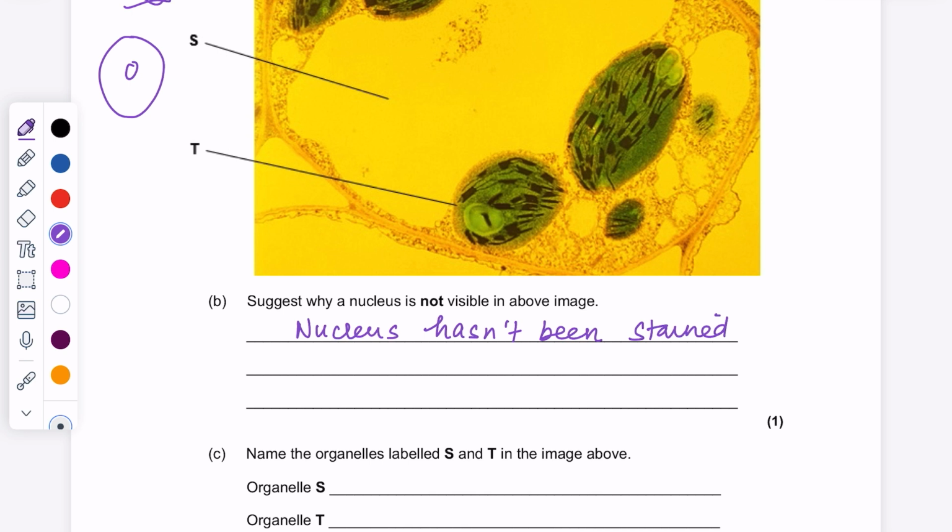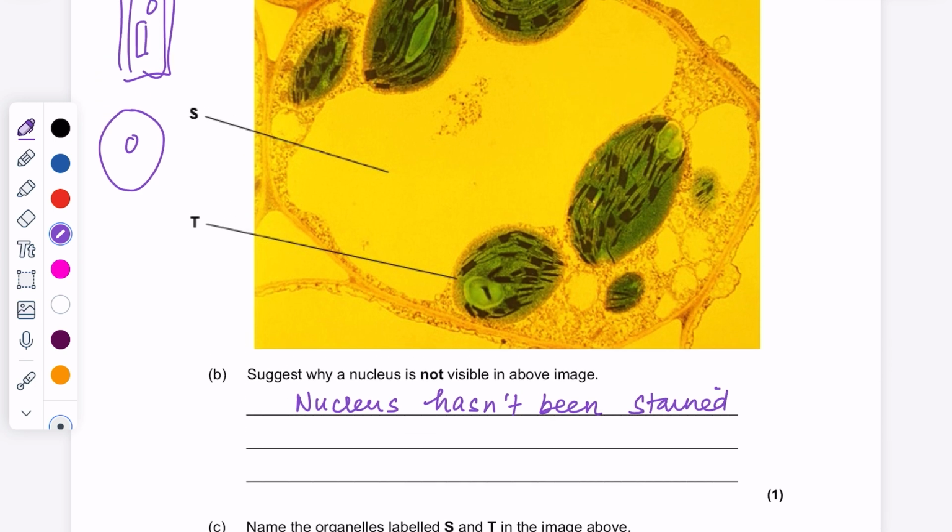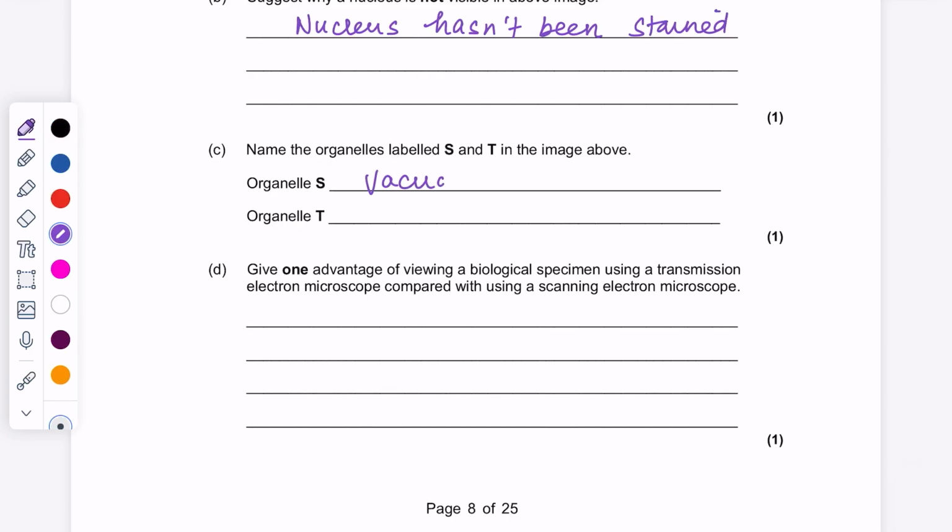Name the organelles labelled S and T. I've already mentioned them. Here's your vacuole filled with cell sap. Here's your green chloroplast.